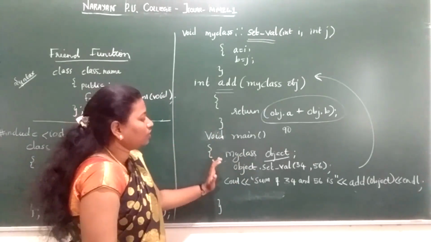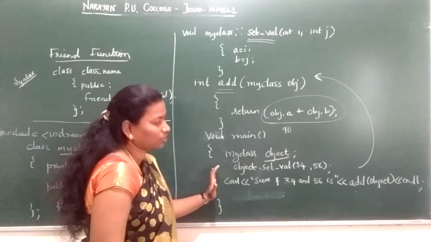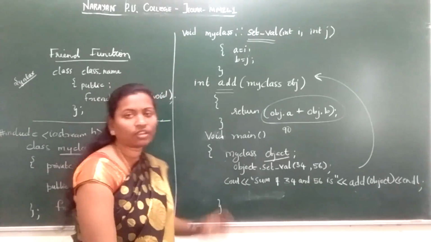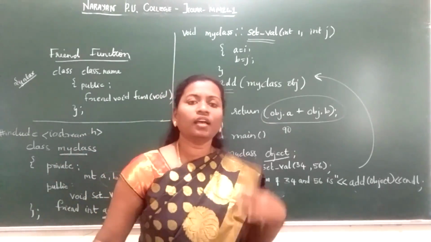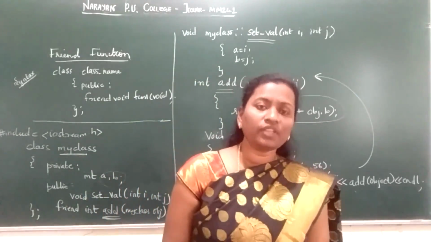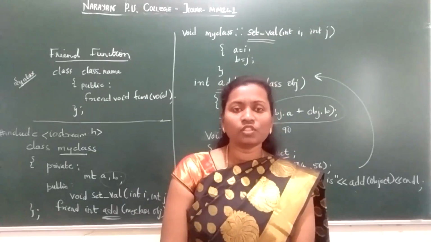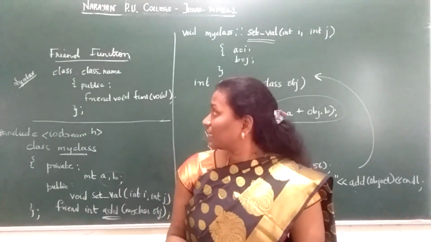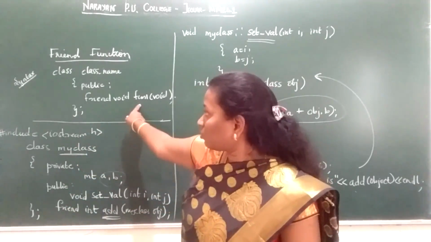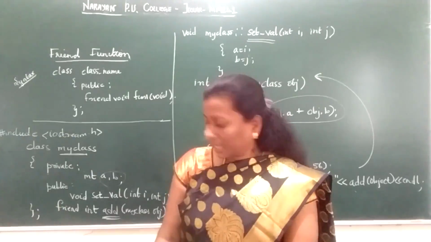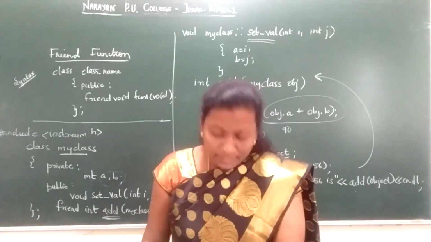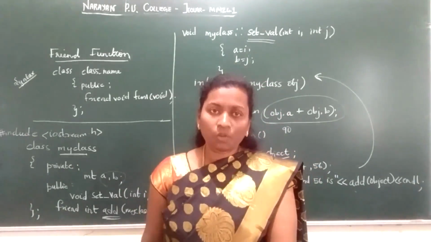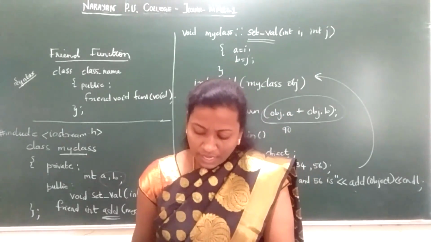Now this is the example for friend function. So what is a friend function? A friend function is a non-member function. We prefix the function name with the keyword friend. Later we discuss the syntax of a friend function as well as the example program. Again, this is a 5-mark question. They may ask you: what is a friend function, explain with an example.